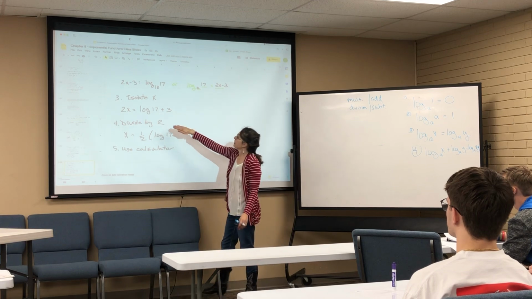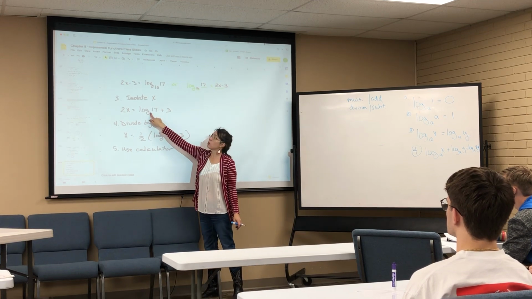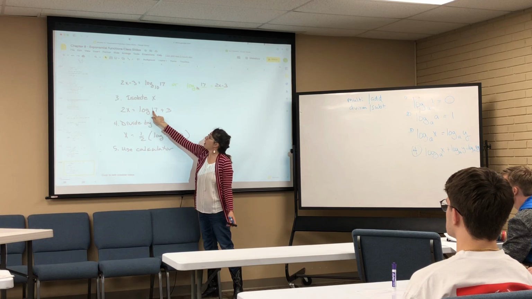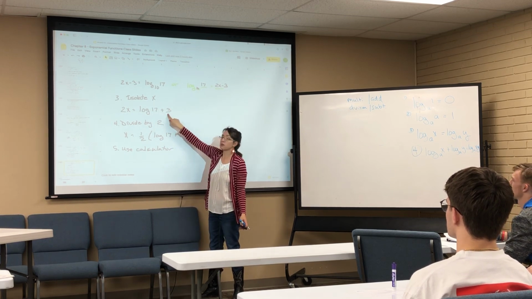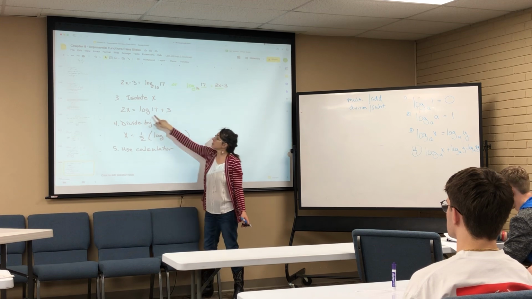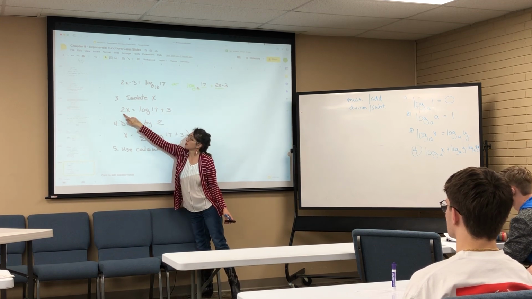So why did I no longer write 10? Because it doesn't matter. It's that unwritten one. We don't have to write it. So I'm not writing the 10, so I have log 17 plus 3 because I've moved it over. I want to get rid of the 2, so I'm going to divide both sides by 2 or multiply by 1/2.